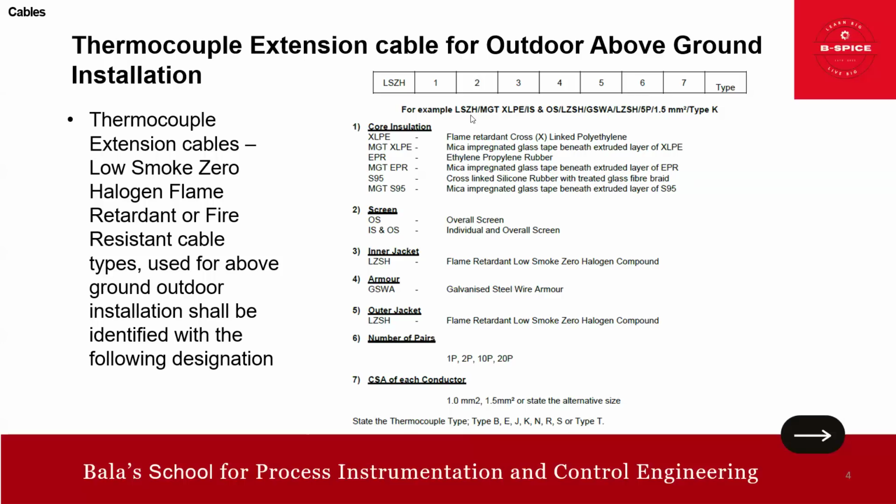So finally, your code will come like this, friends. Follow with your core, then you have your screen, then your inner jacket, then your armor, your outer jacket, then your pair, your size, and the type of thermocouple. That's it, friends. Very simple, right? So this is the thermocouple.